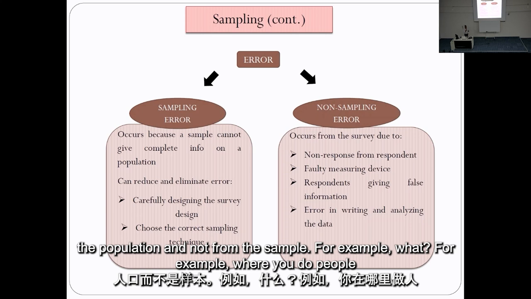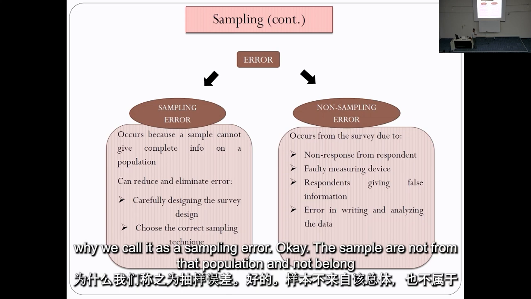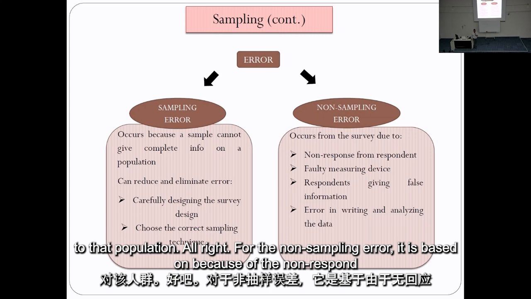For example, when you study people who are living in the Klang Valley, but you take the sample from Ipoh people, cannot. That's why we call it a sampling error. The sample are not from that population, do not belong to that population.